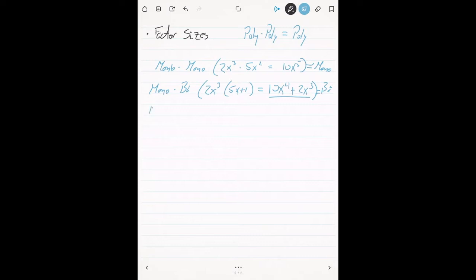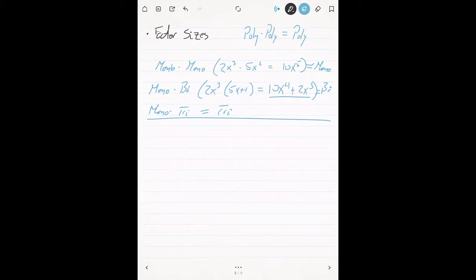And the same thing we could say for a monomial and a trinomial. We should just end up with a trinomial, because anytime we multiply a monomial by a polynomial, we're just distributing it through, okay? So a monomial times a monomial is a monomial. Monomial times a binomial is a binomial. And a monomial times a trinomial is a trinomial. All right, that should make sense.